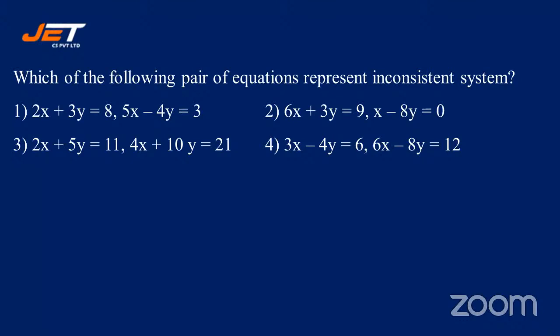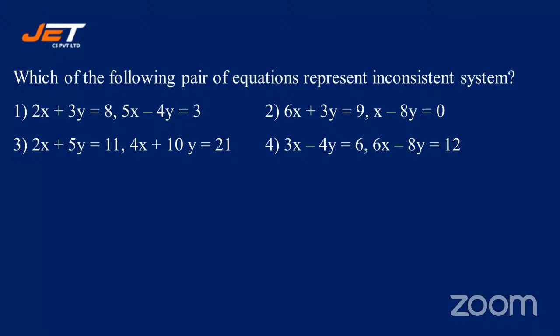All right. So, which of the pair of equations represent inconsistent system? So, inconsistent system means what? A1 by A2 will be equal to B1 by B2, but it may not be equal to C1 by C2.